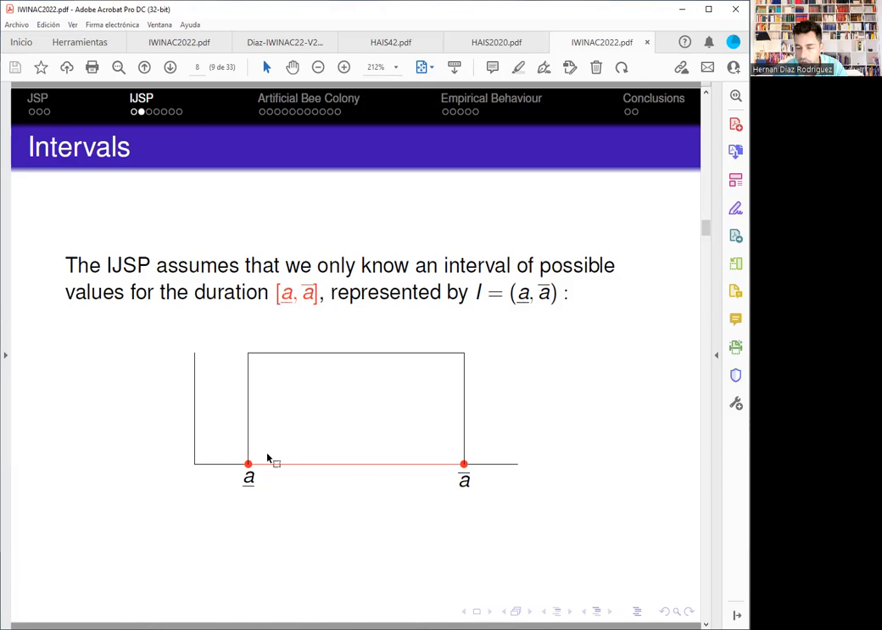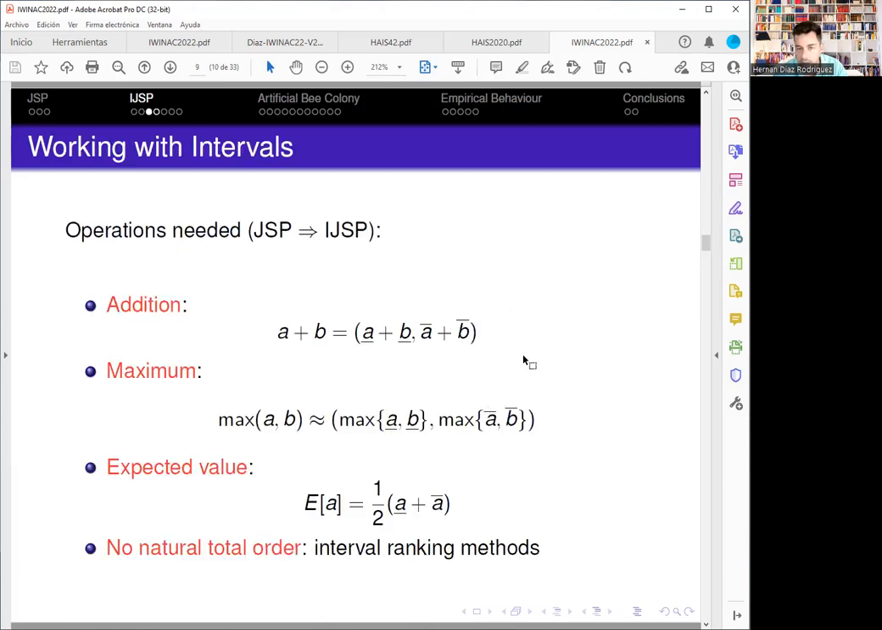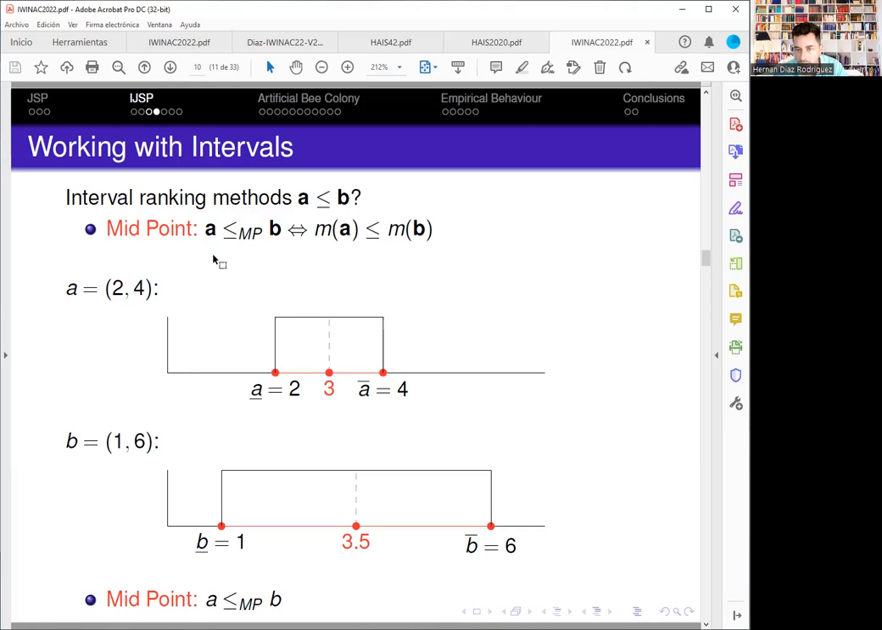This is the notation that we are using: A underscore for the left endpoint or the left leg of the interval, and A overscore for the right endpoint or the right leg of the interval. Now, to work with intervals, we need to define operations like the addition of intervals, the maximum of intervals, and the expected value of an interval, which is the middle point of the interval in this case. An additional problem is that we don't have a natural order when we are working with intervals. It's not easy to say if one interval is better than the other or which one is lower. So we need to define interval ranking methods.